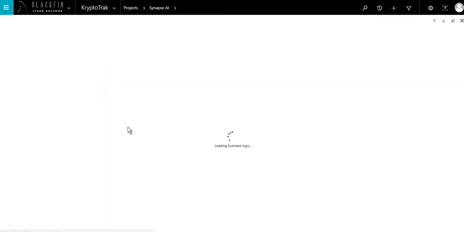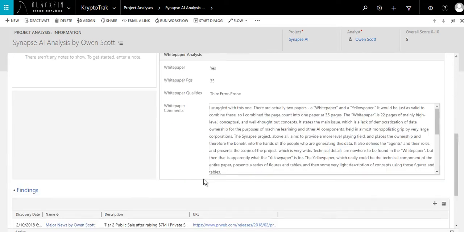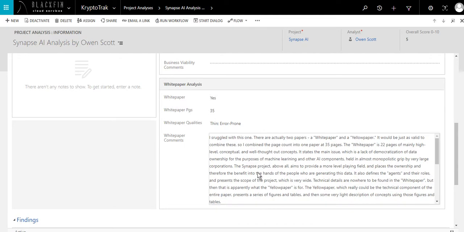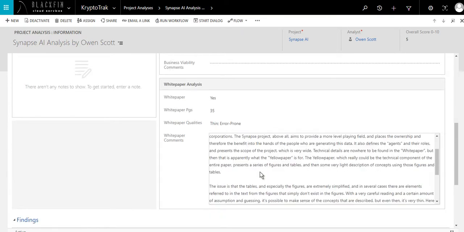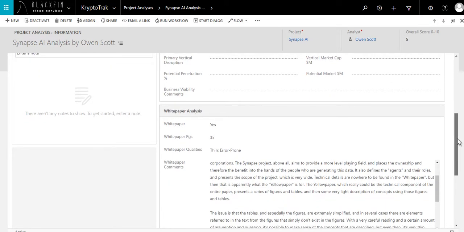So there's also one or more analyses that can happen. There's not a great deal of information in here, but I did talk about the white paper. There are different kinds of analyses. There's business viability analyses and there's white paper analysis. In this particular case, I think I did a better business viability analysis on DML, Decentralized Machine Learning.